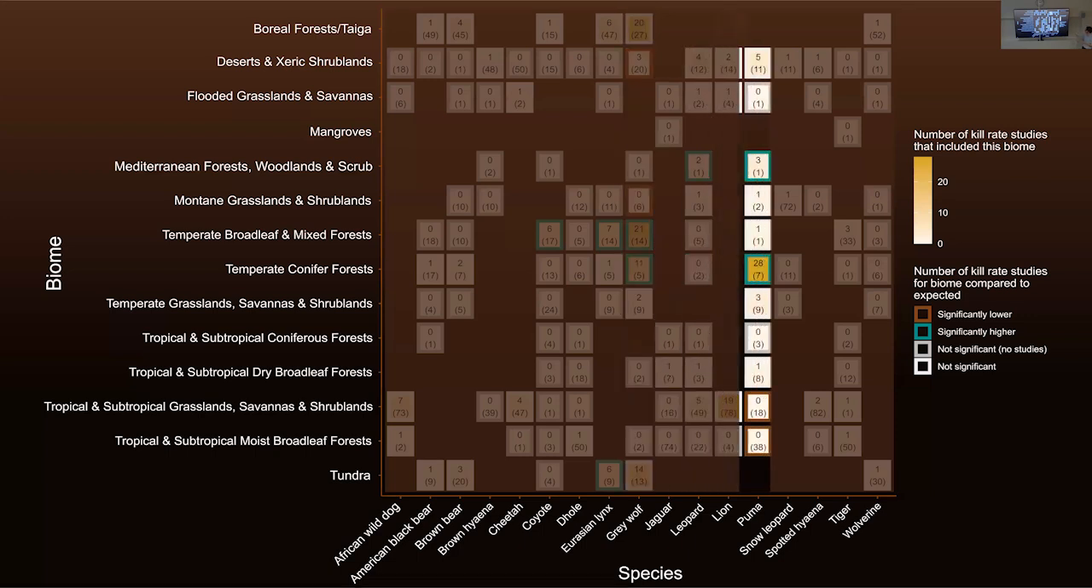And if we slide across to pumas, you can see 28 studies in temperate conifer forests, but it only makes up 7% of their global distribution. Yet if we come down here, these 3 tropical forest biomes make up 64% of their distribution for one study. So you can see that even for the most well-studied of species, there's a lack of research in certain systems.